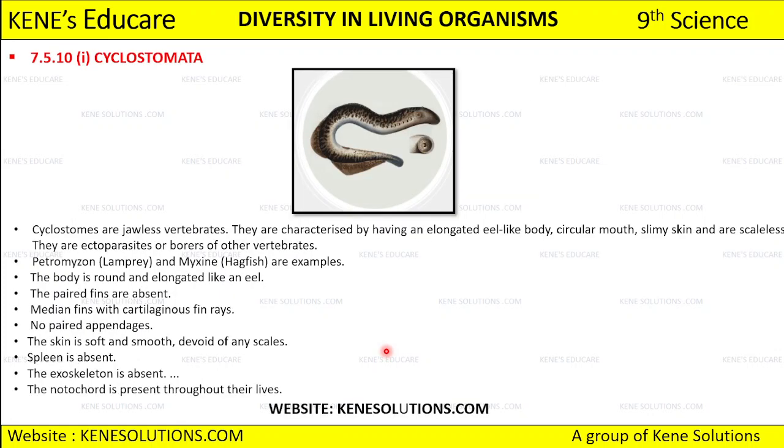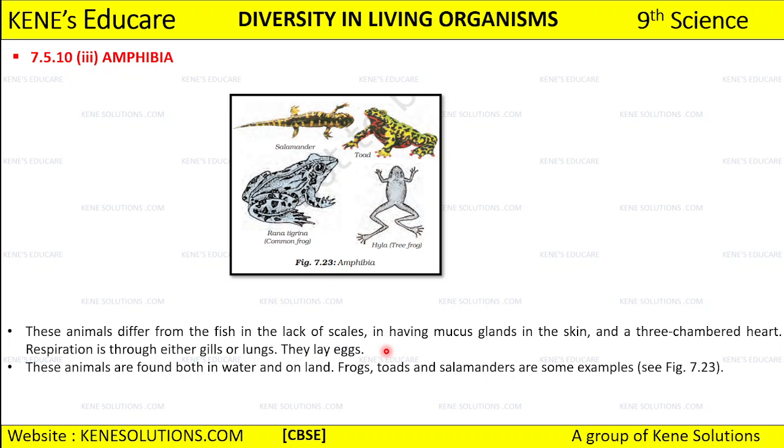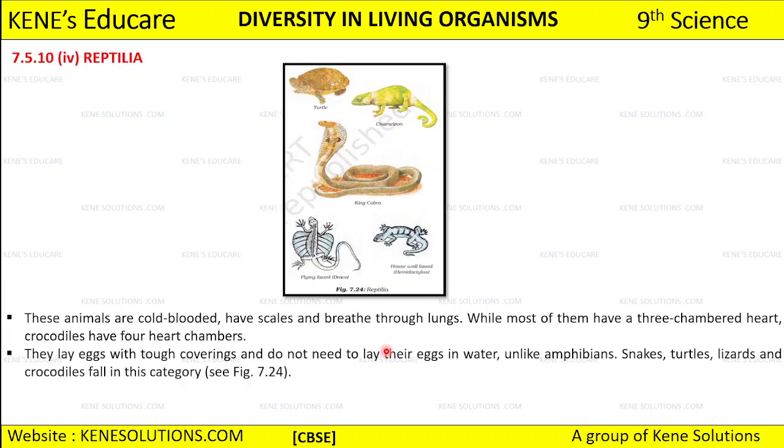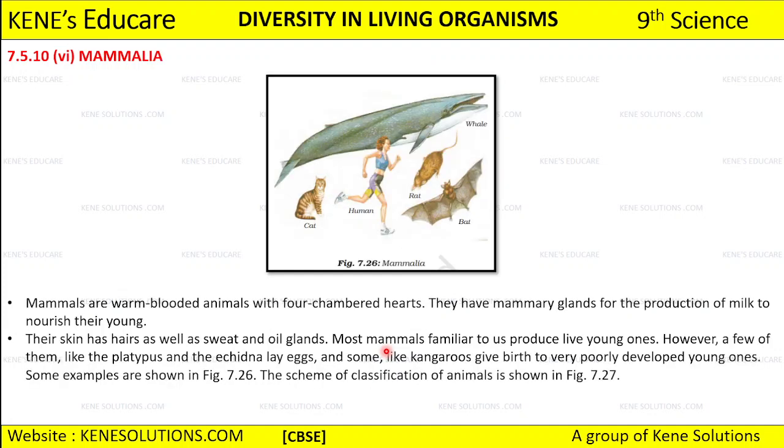See, the first class that we have is called Cyclostomata. What is it called? Cyclostomata. Then the second class that we have is called Pisces. The third class we call Amphibia. The fourth we call Reptilia, the fifth we have Aves, and the last class that we have is Mammalia. Now we are all mammals, right? We have mammary glands to feed our young ones, so we come under Mammalia.